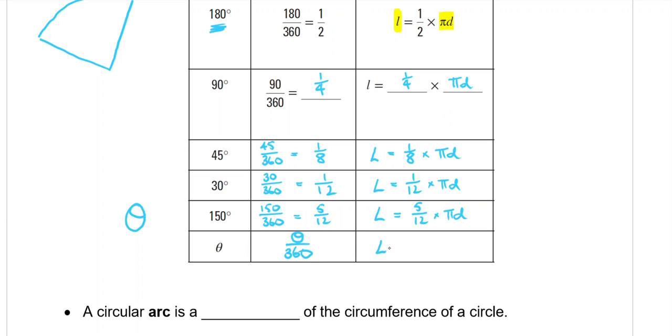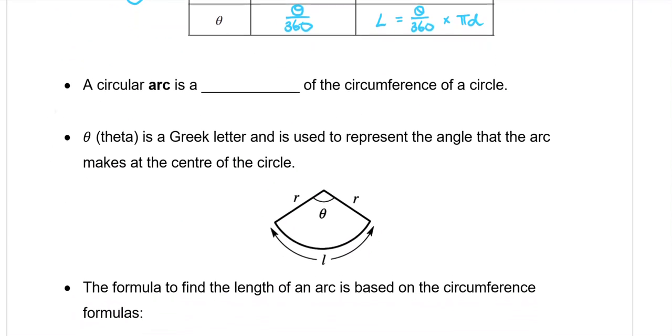And then to find the arc length, that fraction, theta over 360, is always times by pi d. Now, I've used the diameter formula, but you could also use the radius formula, which is 2 pi r. So down here, this is where we bring it all together.